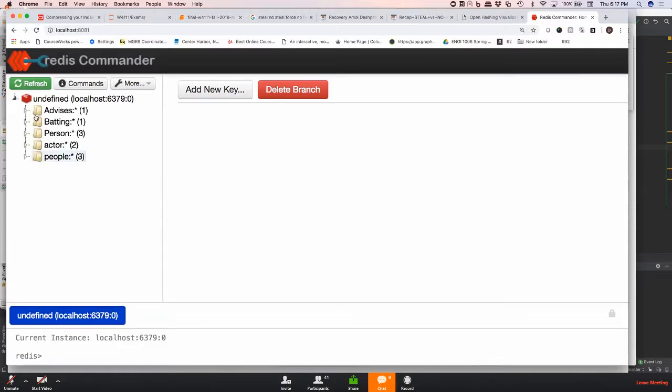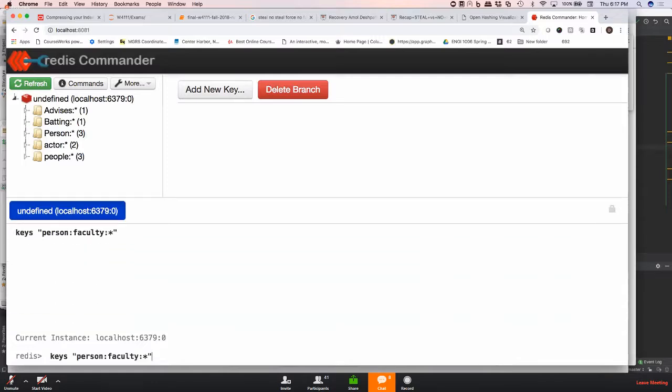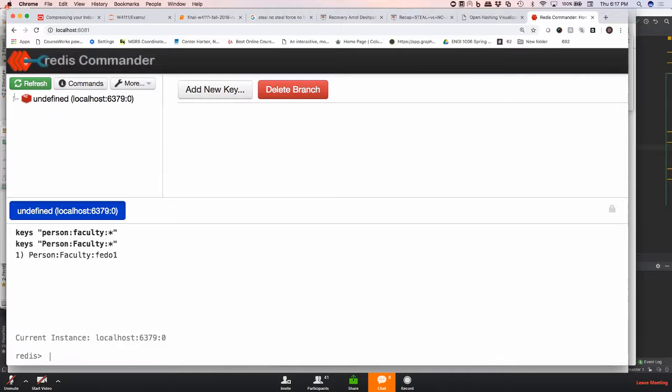I probably capitalized it, you know. So basically, you can see that there's only one key that matches that pattern. If I wanted to find all the keys of all the people, those are the keys for all the people.